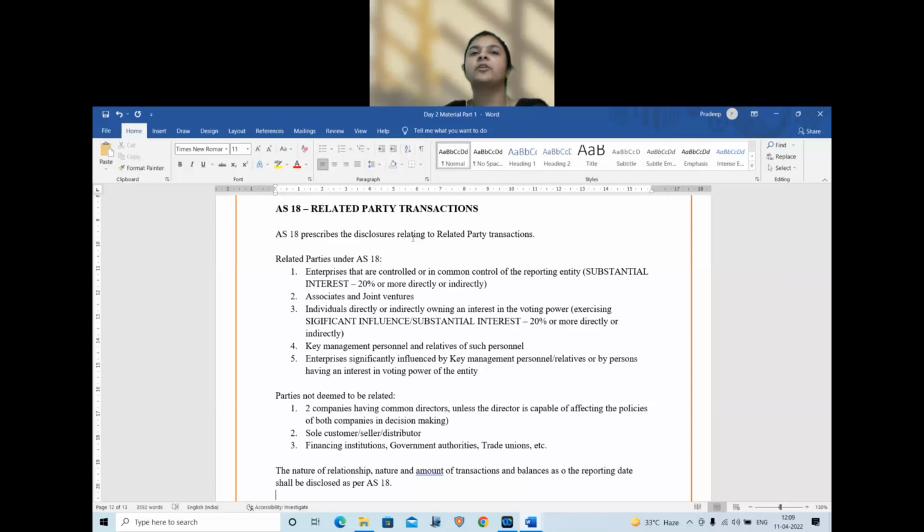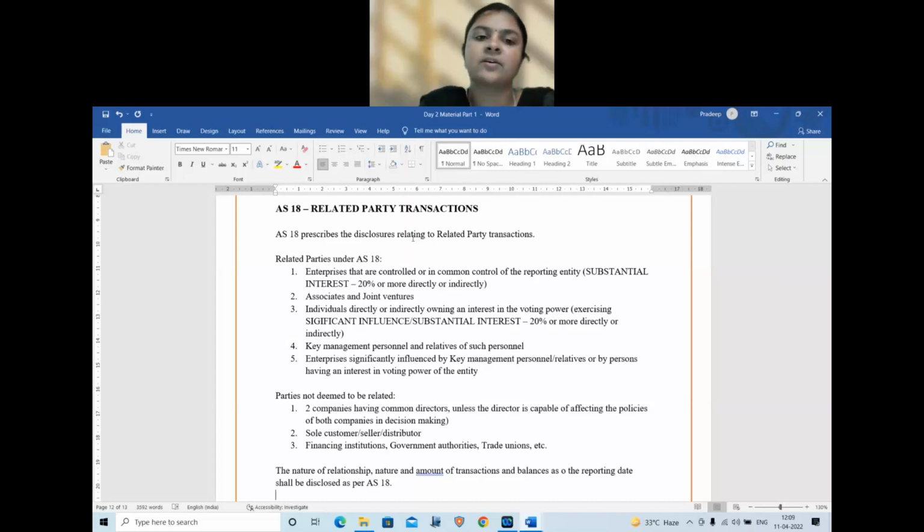It is going to say you can do whatever transactions you want, whatever related party transactions the company generally does, just disclose. As simple as that. We have other laws to control what the related party transactions should be, but the standard is very simple: disclose the related party transactions. So who are related parties under AS 18?